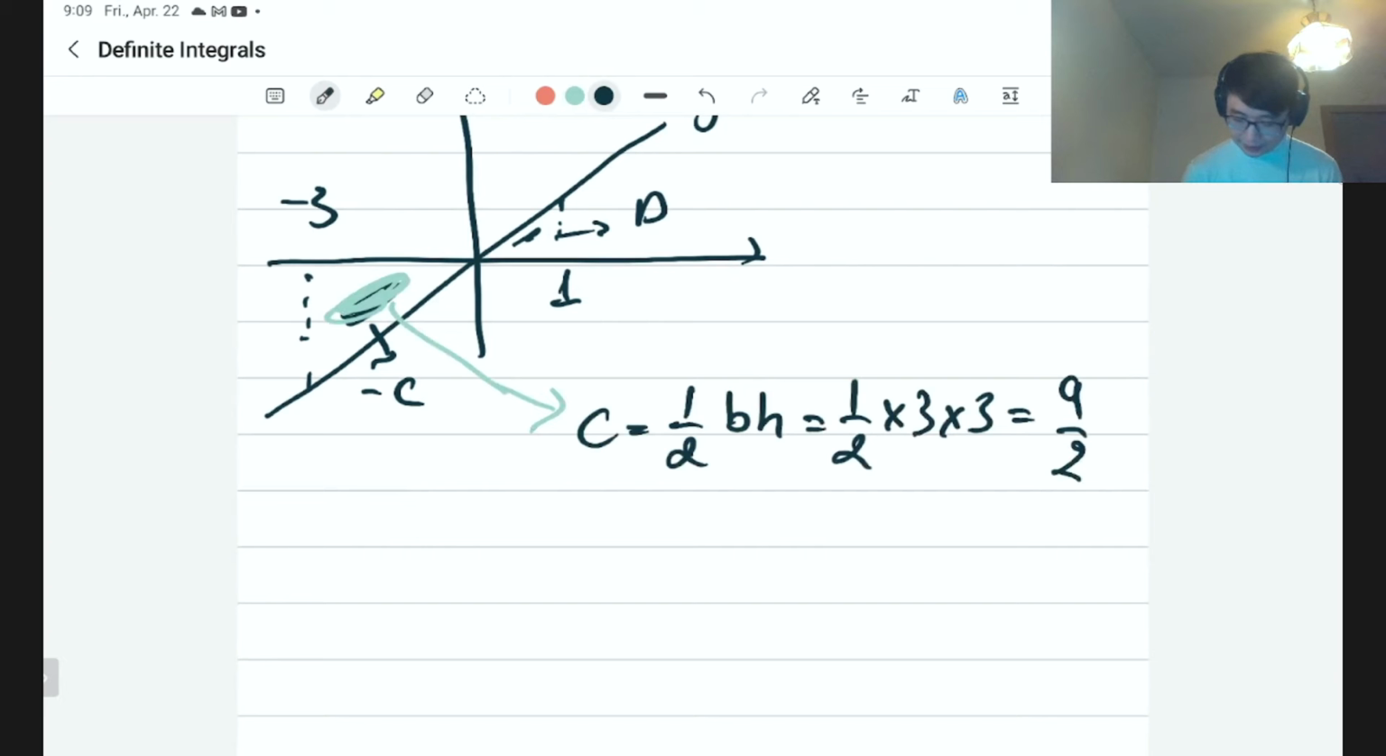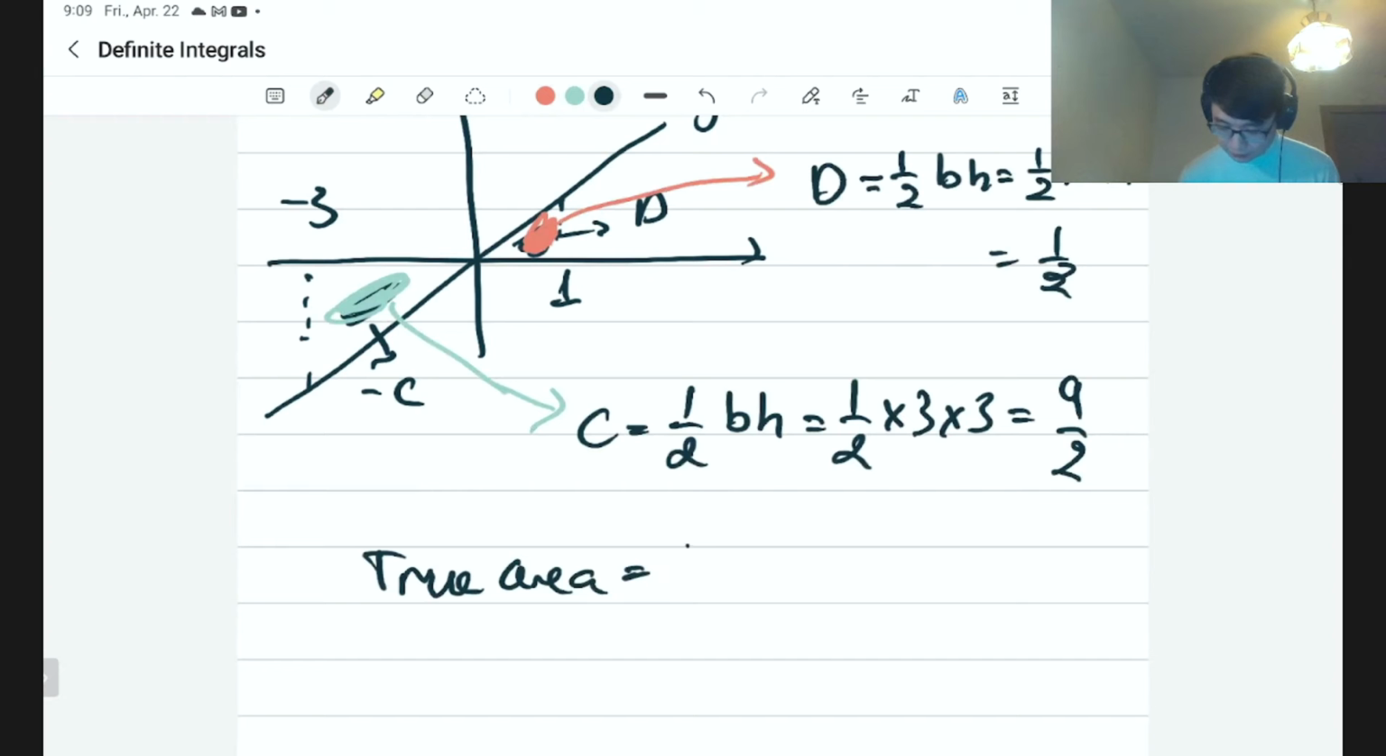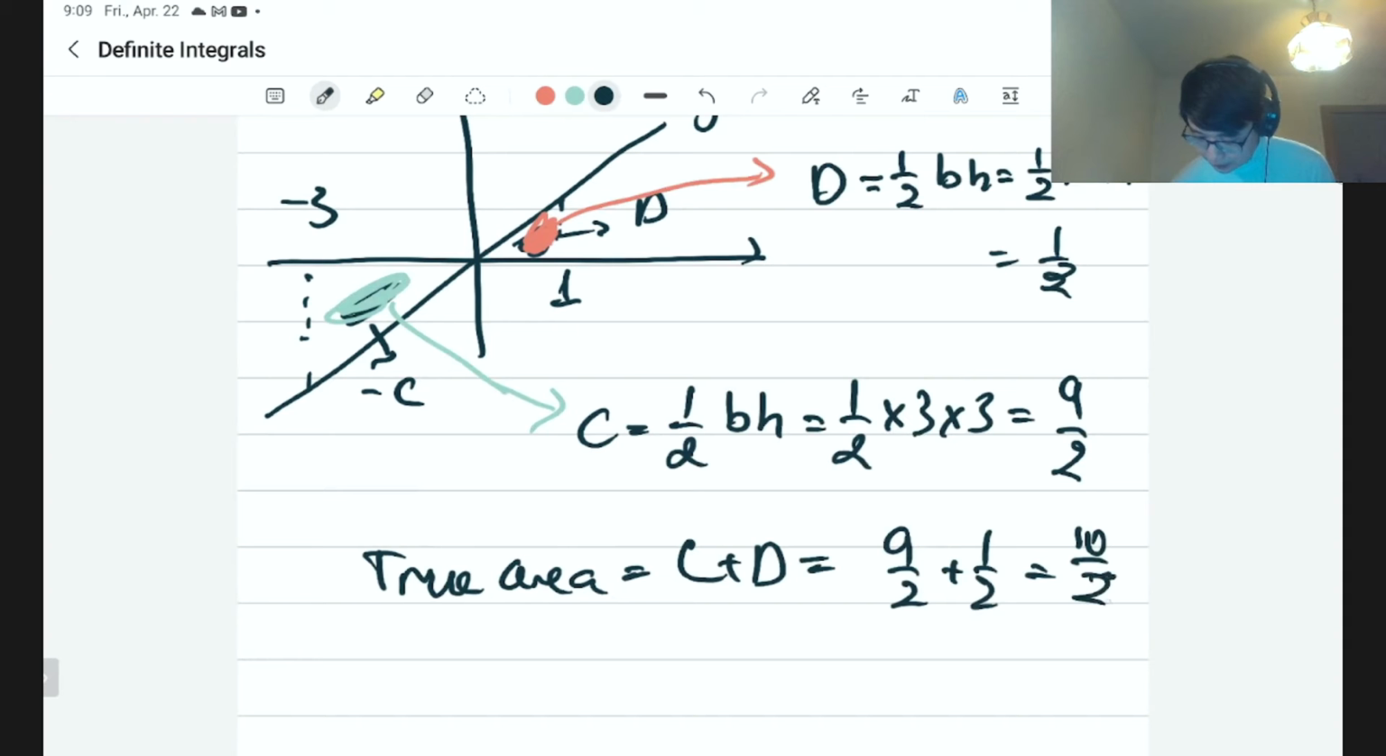So the area D over here, which is this one, is equal to 1/2 base times height. So we have 1 over 2, base is 1, height is 1, so it's equal to 1 over 2. So the true area is equal to C plus D, which is 9 over 2 plus 1 over 2, equal to 10 over 2, which is 5. All right, easy, simple. So this is how I calculate the true area.